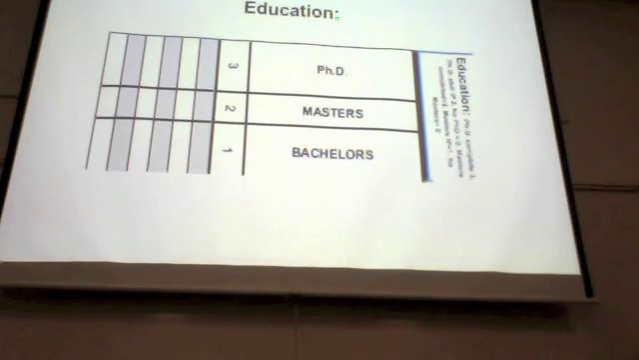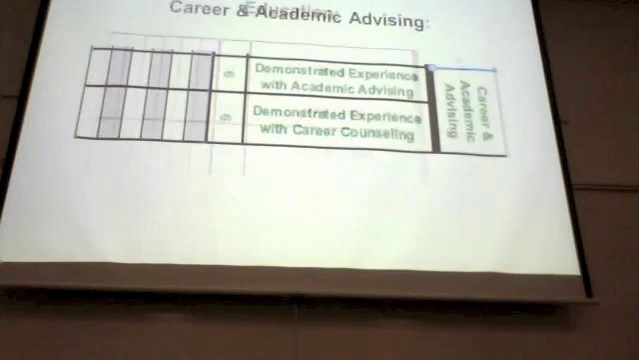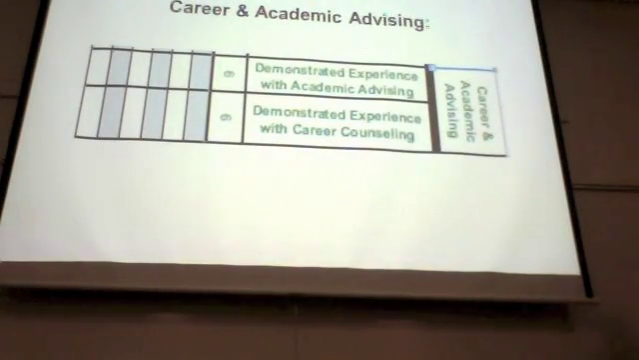One must have at least a bachelor's degree to even be considered. However, if they have a master's degree or a PhD, they will receive more points, which will raise their score at the end. In this case, the candidate with the higher ending score will be most fitting for the job. The next part of our matrix pertains to career and academic advising. Those candidates who have demonstrated experience with academic advising will receive 6 points, and those who have demonstrated experience with career guidance will also receive 6 points.